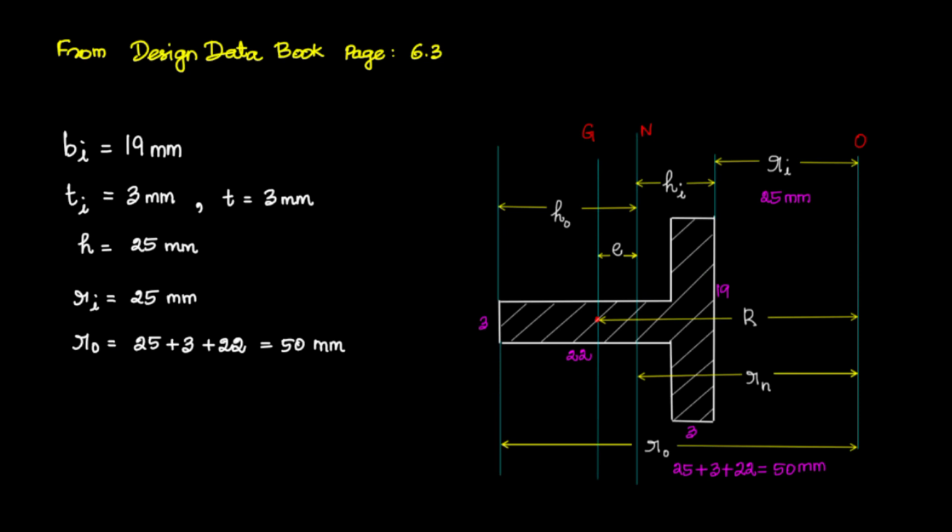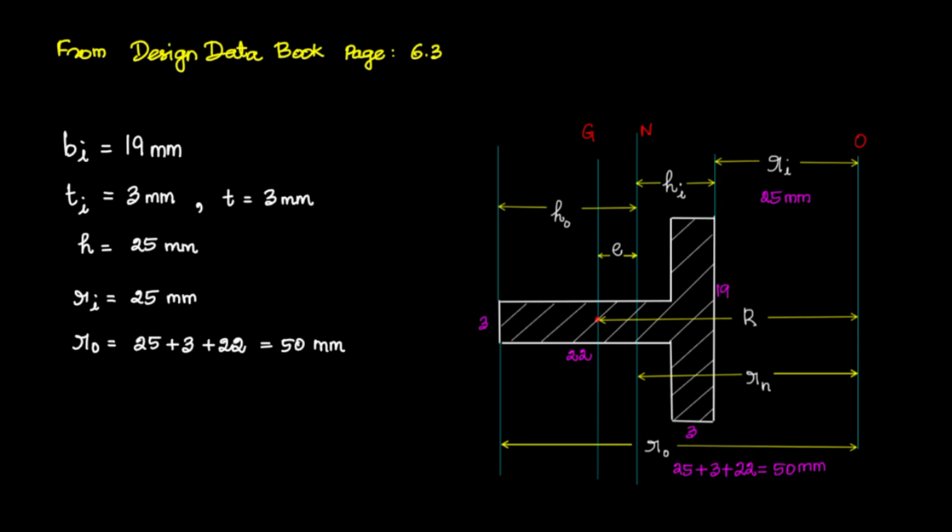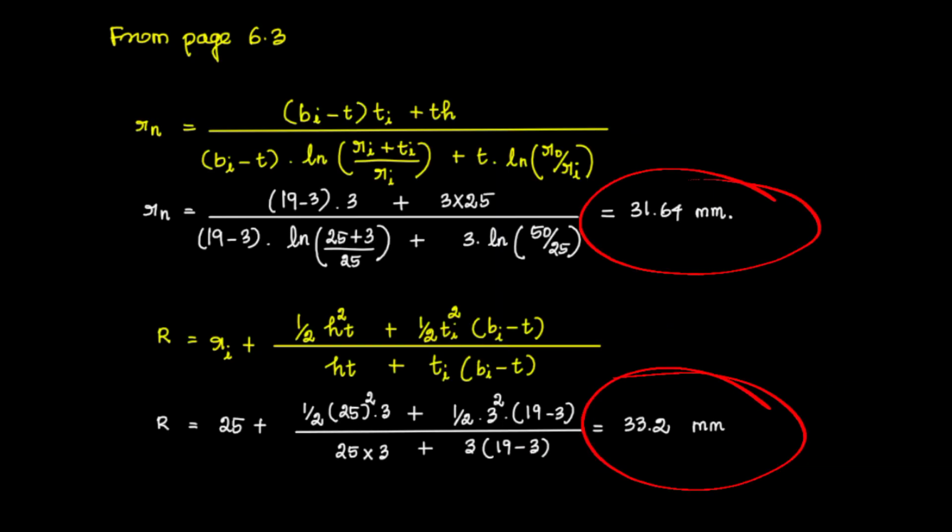So we can see the diagram here. We know the Ri value, we know the R naught value. Similarly, Bi, T, Ti, then total value H 25. So we know all these values from the diagram. By substituting all the values, we can calculate capital R and small rn, by using the formula which is taken from page number 6.3 of the Design Data Book, PSG publication.